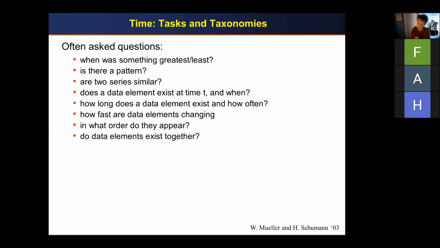You can also compute patterns. Maybe something goes to the greatest and then to the least and then back to the greatest, back to the least, so there's some sort of pattern that happens a lot. You remember in the beginning we talked about motifs, where you look for patterns that keep repeating. For example, an EKG, a signal of the heartbeat, is something that always keeps coming.